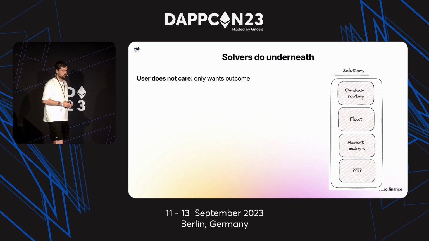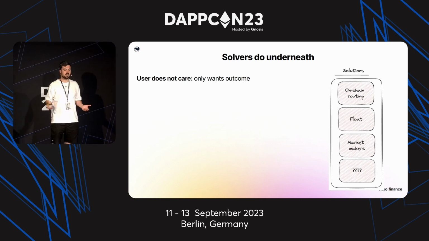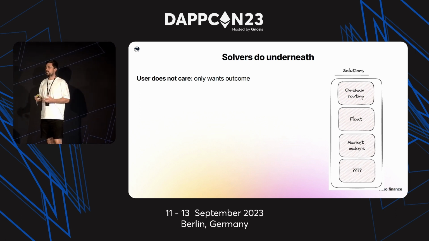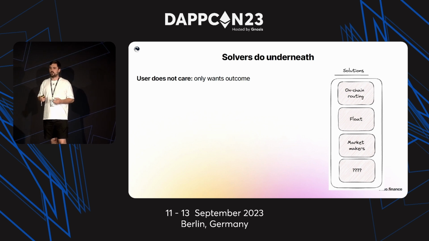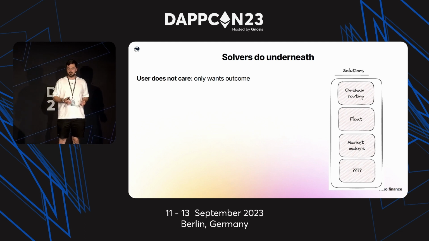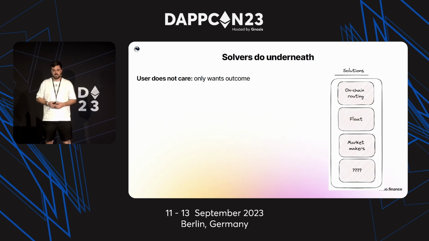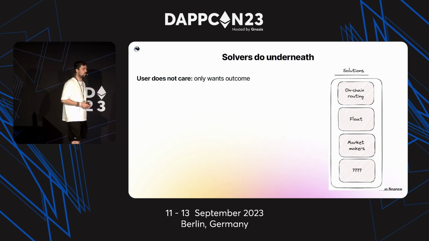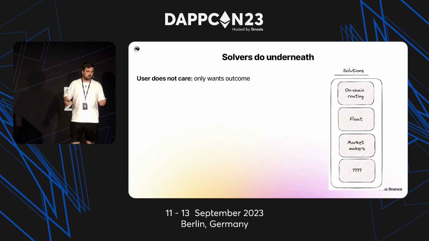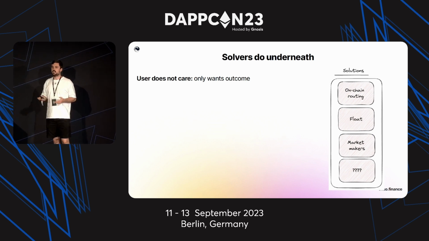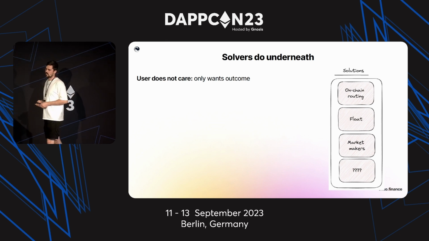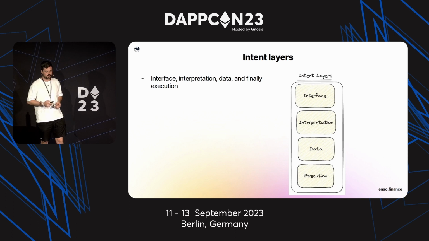What solvers do underneath, it could be anything. The user ultimately doesn't care. All the user cares about is getting this desired outcome. So a solver may do on-chain routing, they may use their own float, they may be plugging into market makers, they may do some MEV, they may do some arbitrage, they may do whatever they would like to do, as long as they fulfill the desired order, which increases order efficiency of this whole ecosystem by a matter of 10x, 100x.